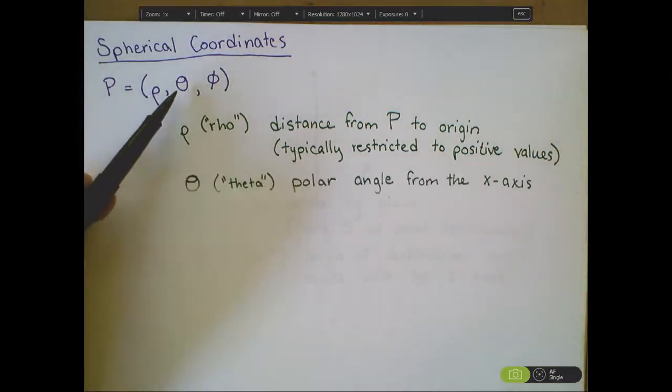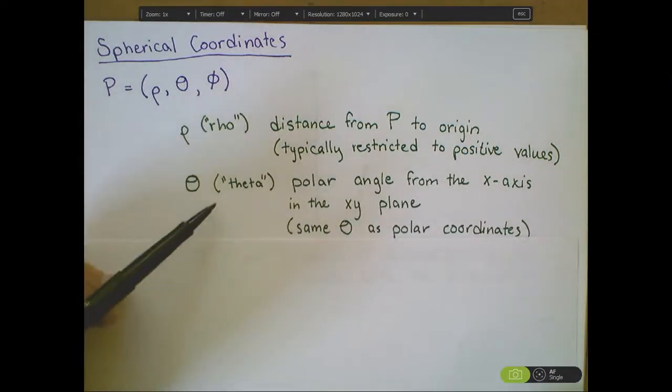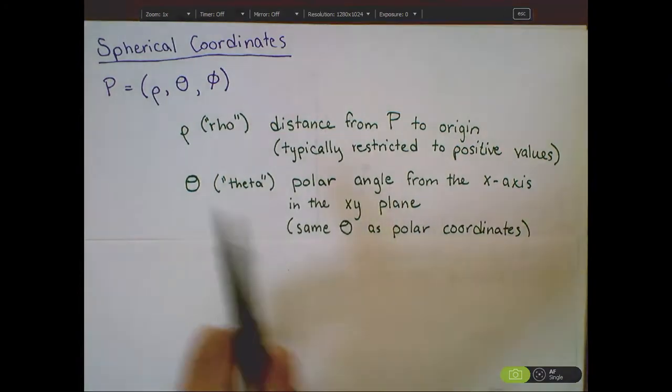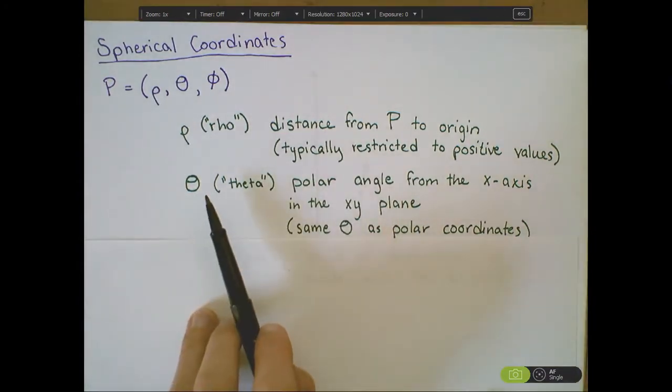Theta is the angle from the x-axis and the xy plane. So really theta is the same type of theta that you were thinking of when you looked at polar coordinates.